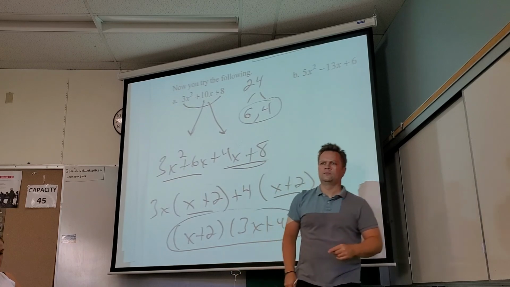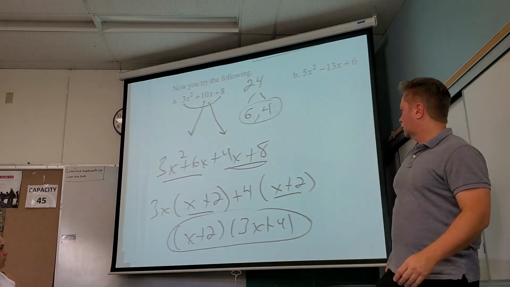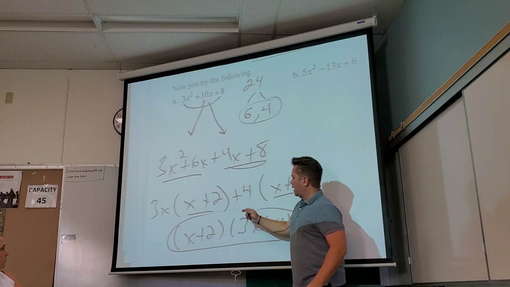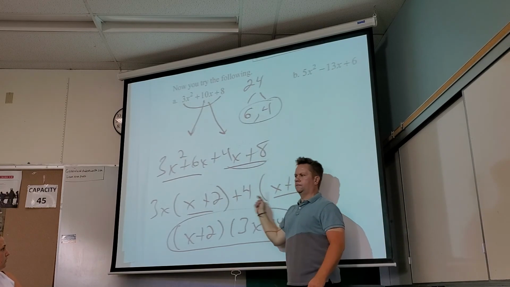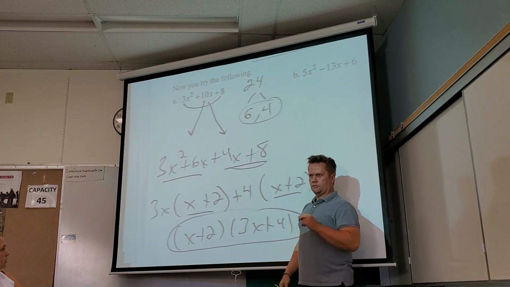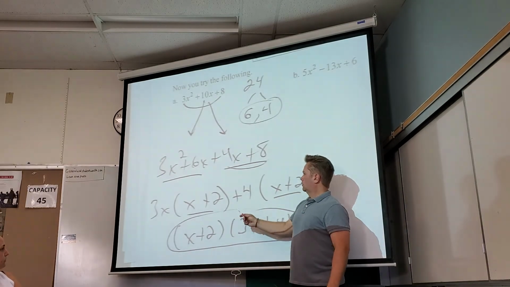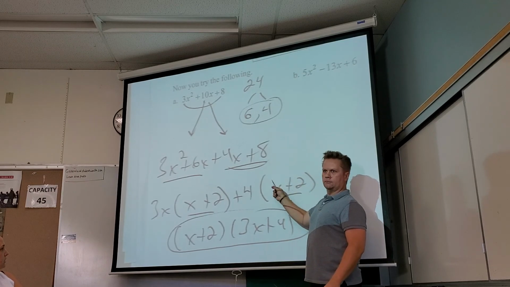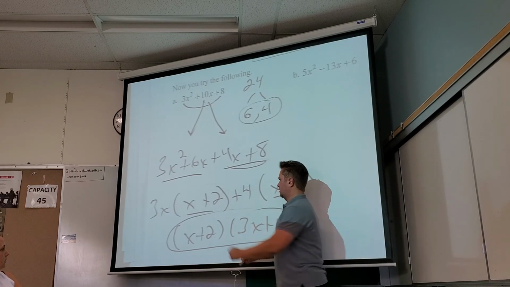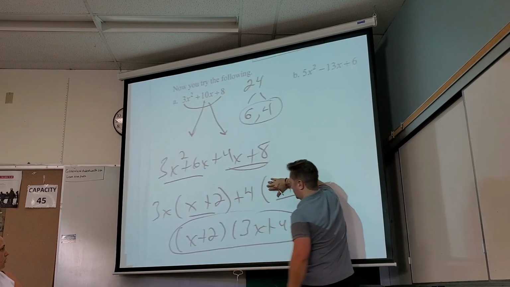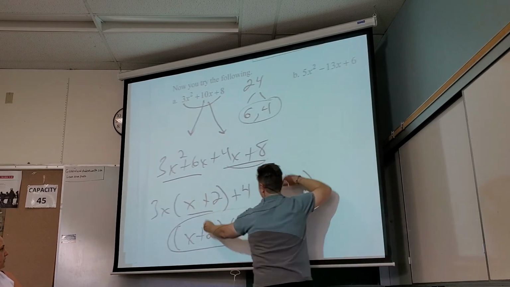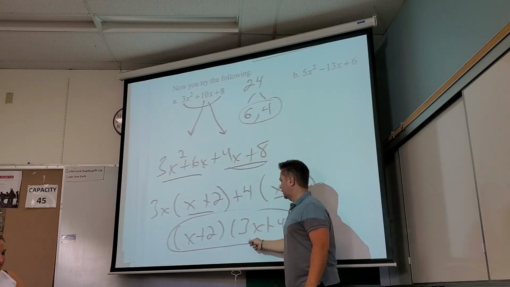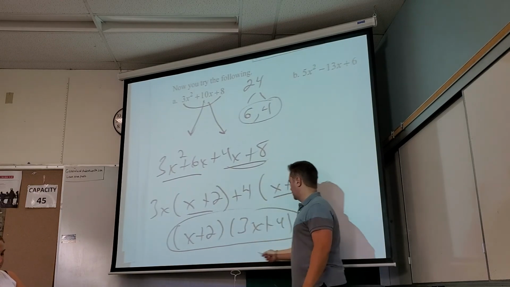Yes? Can you explain to me how we get to the very end from 3x times x plus 2? So how many terms are in this line right here? 2. Yeah. What does this term and this term have in common? X plus 2. So I can take an x plus 2 out, and then what's left? 3x. 3x plus 4. Yeah. And what's x plus 2 times 3x? It's right there. X plus 2 times 4, it's right there.